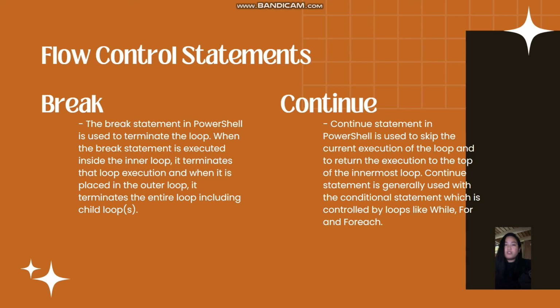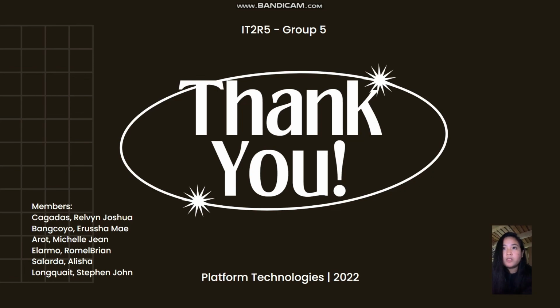And the last one is continue. Continue statement in PowerShell is used to skip the current execution of the loop and return to the top of the innermost loop. Continue statement is generally used with the conditional statement controlled by loops like while, for, and foreach. When the continue statement is executed inside the loop, it skips the current iteration and moves to the innermost loop for the next iteration.